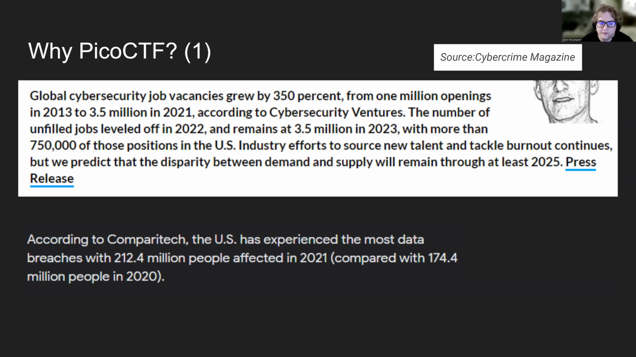Also, in the US specifically, the US experiences the most data breaches, with 212.4 million people affected in 2021. I think the US population is somewhere around 350, 400 million possibly. So that's like 2 out of every 3 Americans roughly, which is pretty crazy. So we have a critical shortage of professionals, and these attacks are affecting a lot of people.